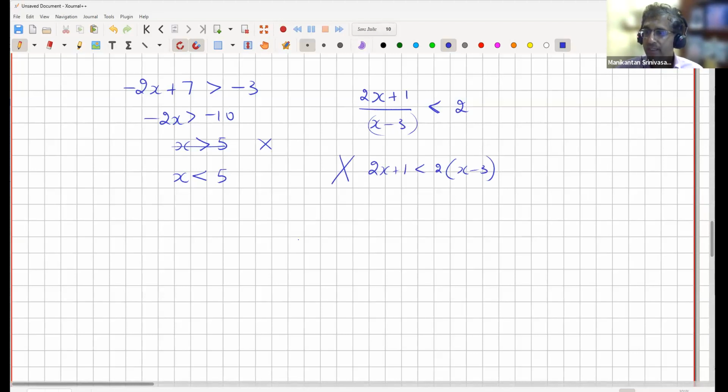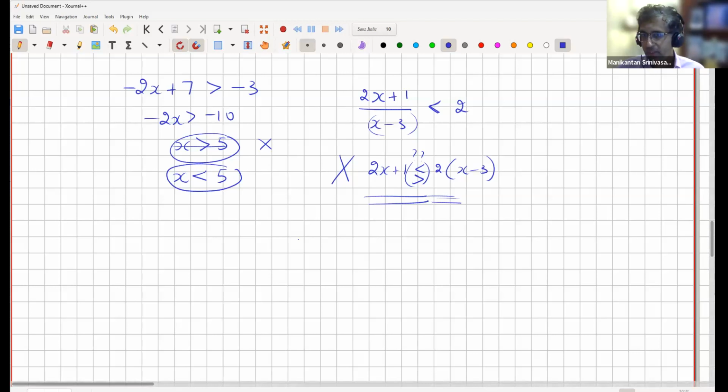But who knows x minus 3 is positive or negative, right? So we don't even know whether we have to flip or not. At least here it was very clear. We are dividing both sides by minus 2. Therefore, I was very clear I had to flip. Whereas in this problem, I don't know whether to flip or not.